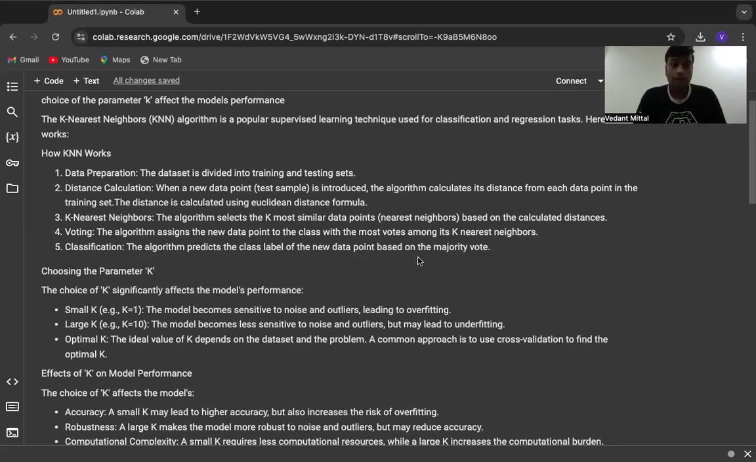Now, the voting. The algorithm assigns the new data point to the class with the most votes among its k nearest neighbors. So basically, we just do the voting, and based on the maximum votes for a particular class, we assign that value, or sometimes we take the average of those values. And now the classification: the algorithm predicts the class label of the new data point based on the majority vote.